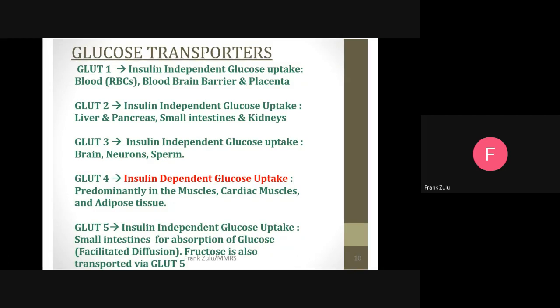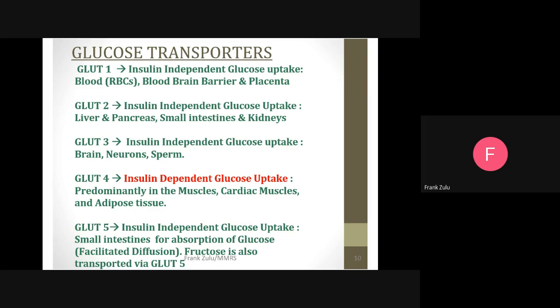Now, you need to know the locations of where you get to find these GLUT transporters. GLUT1 you find in the red blood cells, the blood-brain barrier and the placenta. You know that the fetus, as it is developing, you study the organogenesis, those organs are developing, and the cells in there need glucose. So how does glucose move from mother to the fetus or the embryo? It is via the GLUT1 because they're all over the placenta.